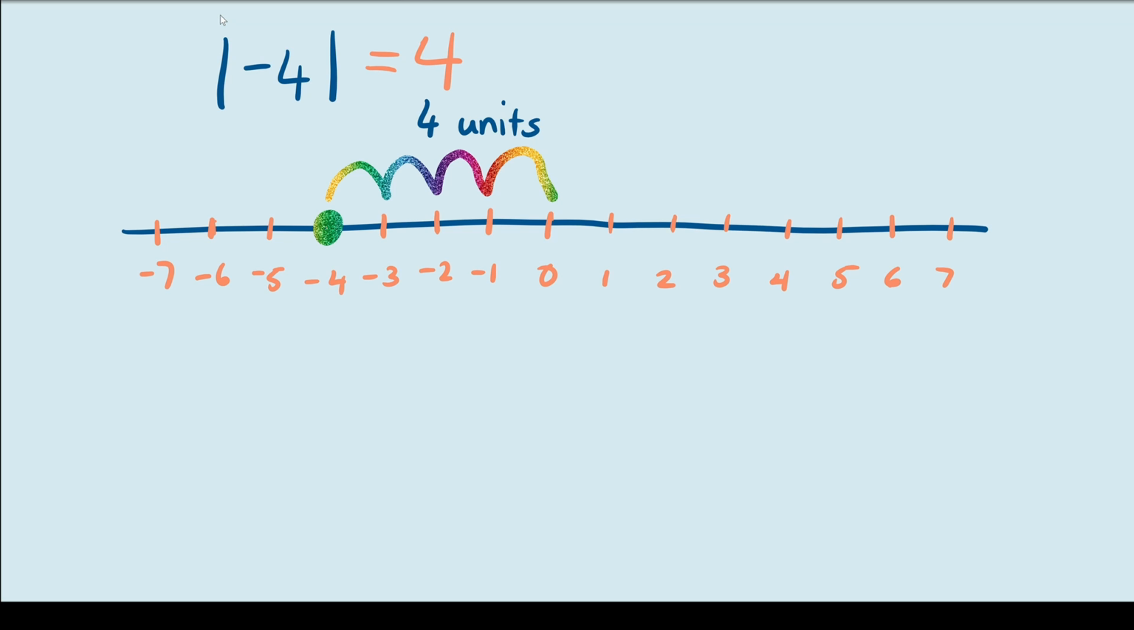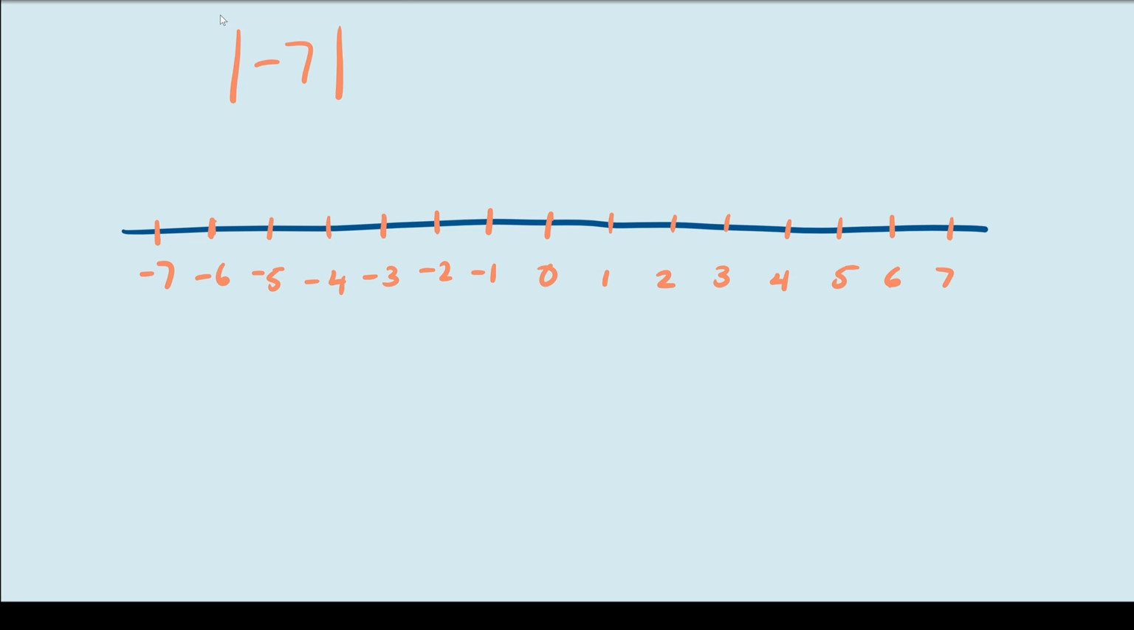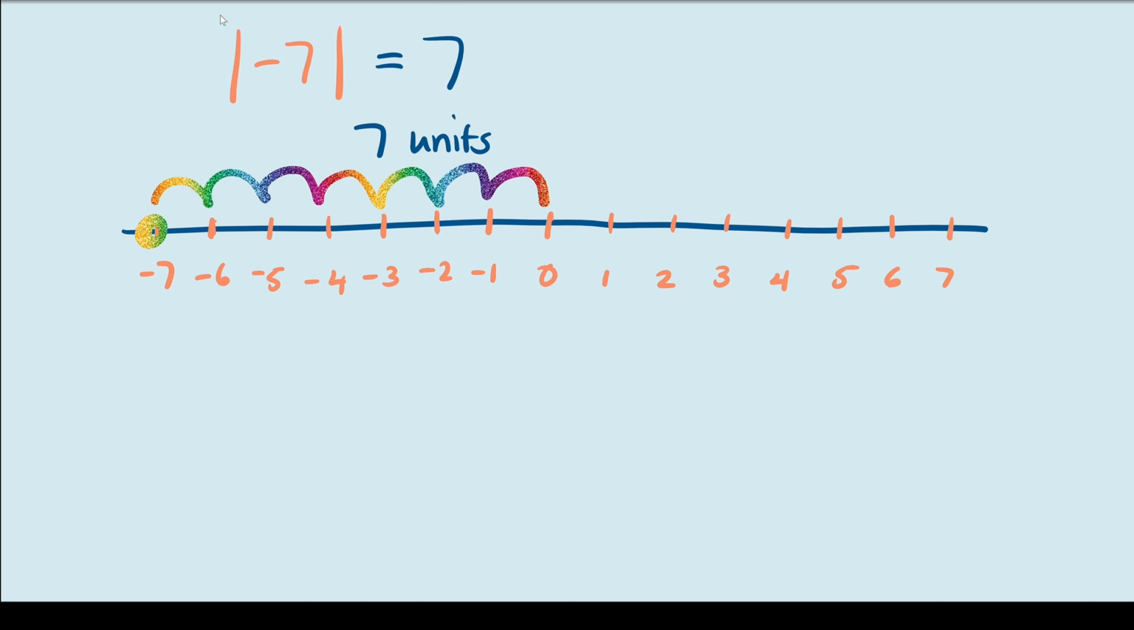Remember, it doesn't matter whether we're going left or right on the number line. The absolute value is just the number of units traveled. Now, how about -7? Well, -7 is here on the number line, and to get to 0, we need to move 1, 2, 3, 4, 5, 6, 7. So we moved 7 units to the right. And that means the absolute value of -7 is just 7.